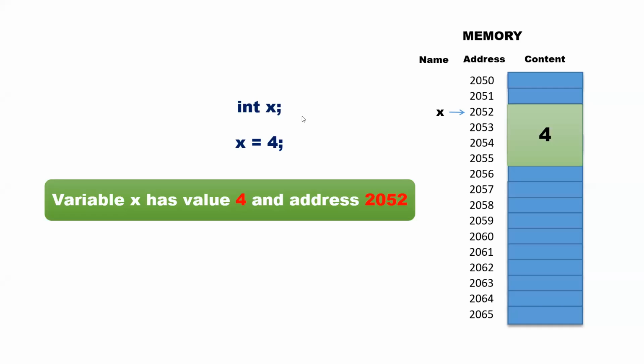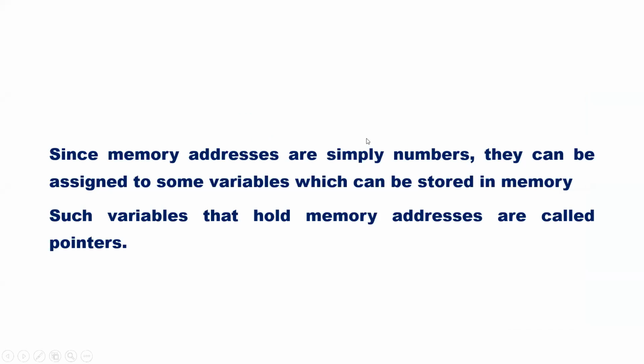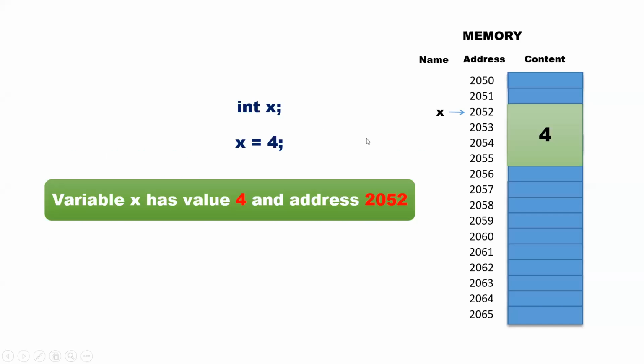So the address of the variable is the starting address. Here the starting address is 2052. So we say that the variable x has value 4 and address 2052. So now we want to store the address, that is the 2052, in another variable.